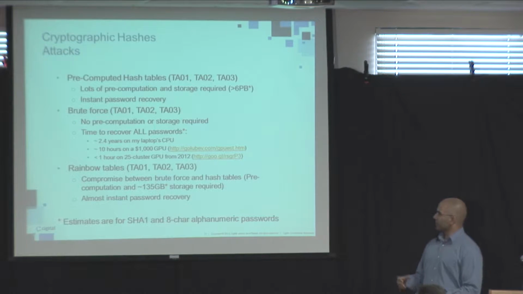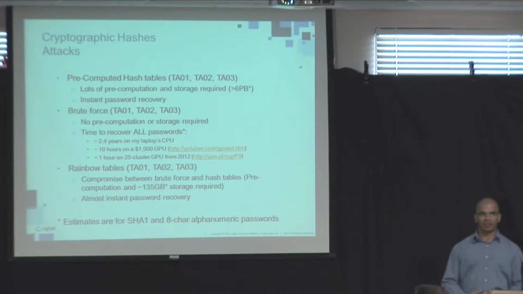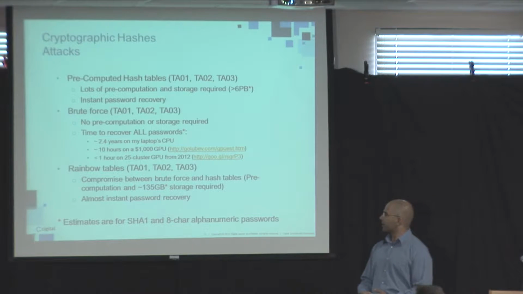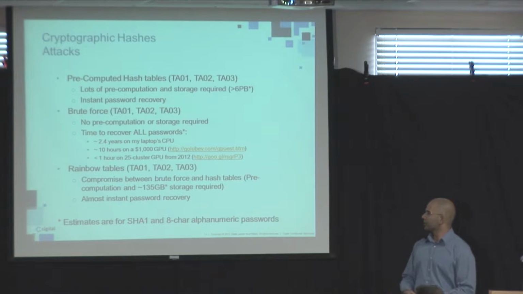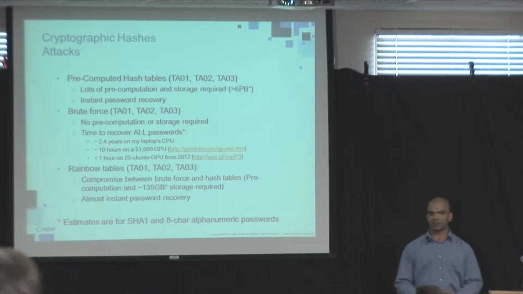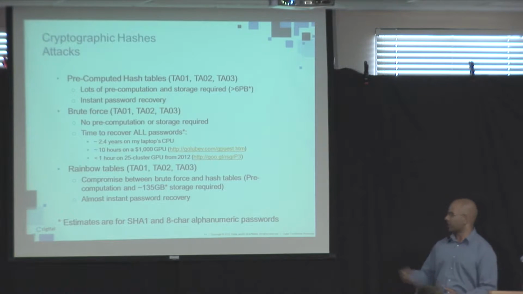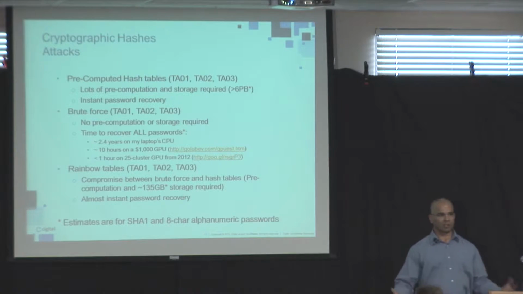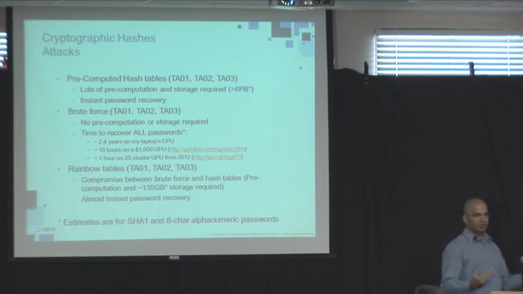Now, rainbow tables essentially achieve a compromise between the two approaches. In this particular case, for 8-character alphanumeric passwords and SHA-1 hashes, you would need about 135 gigabytes of storage and some pre-computation. It allows for almost instant password recovery without using GPUs. So now using just my laptop CPU and rainbow tables, I could reverse the passwords pretty quickly.